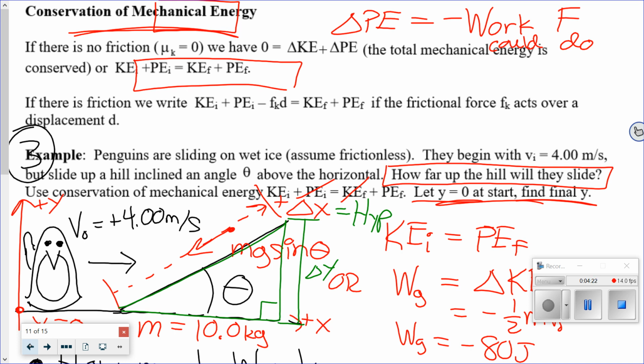You could also say that, okay, I'm going to measure y, my vertical displacement, from this starting point, and therefore it actually has zero now. Haha, mg times zero is still zero, right? You're perfectly free to say that.